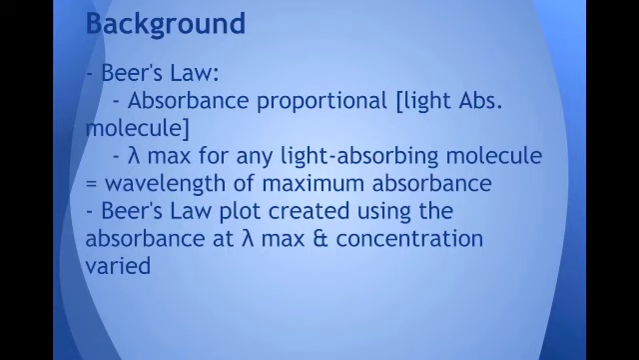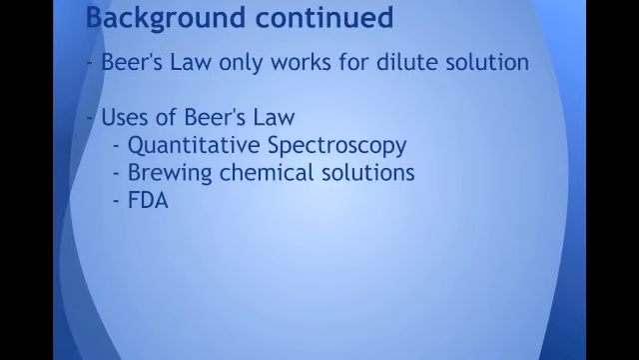After lambda max is determined, a Beer's law plot is created by using the absorbance at that lambda max while concentration is varied. To continue the background, Beer's law only works for dilute solutions because when the concentration is too high, the solution becomes too dark for any light to pass through to the detector, and therefore all absorbance becomes 100%, regardless of how much light is absorbed, because the detector thinks that all of it is being absorbed. And there are many uses of Beer's law in today's world, such as in quantitative spectroscopy, in the brewing of chemical solutions, which is relevant to the FDA.